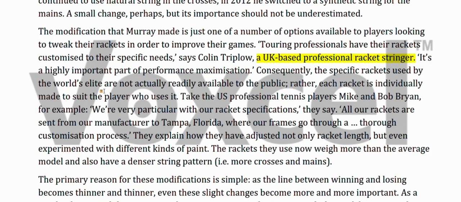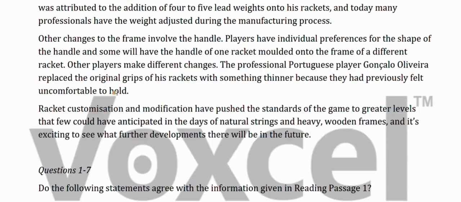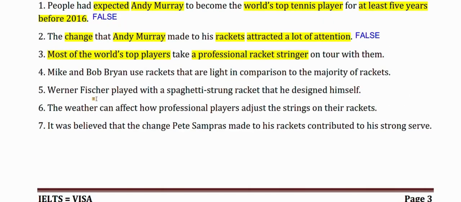So up till here we have not read anything about whether most of the world's players take a stringer with them. So before reading the next paragraph, we will read the next question. Mike and Bob Bryan use rackets that are light in comparison. So we have read about these two players, but the information for the earlier question is not given in the paragraph, and we will mark that question as not given.